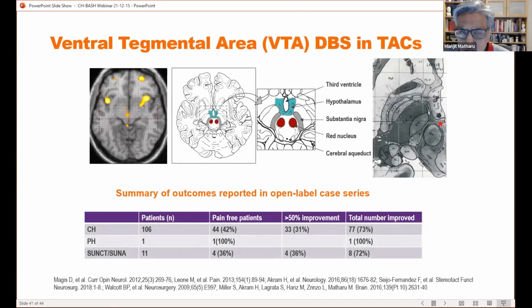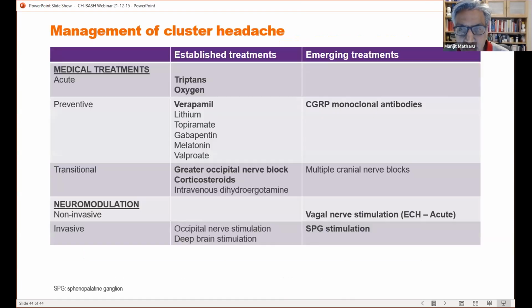And finally, we've got ventral tegmental area stimulation. On the basis of the hypothalamic activation seen in the functional imaging studies, a number of researchers have gone into the ventral tegmental area. So it's not truly the hypothalamus, it's actually just posterior to the hypothalamus. And again, open label studies showed that there's a 77% response rate, with 42% of the patients being rendered completely pain-free and another 31% having at least a 50% improvement.